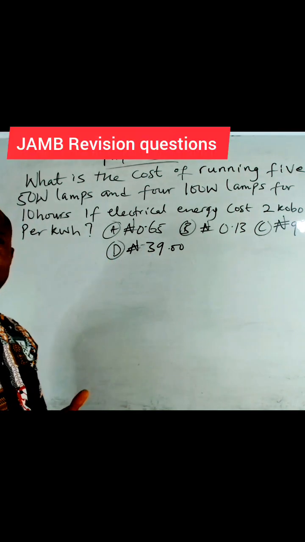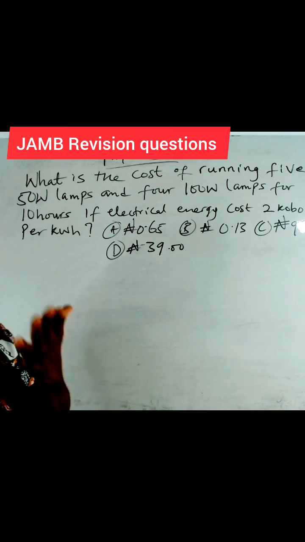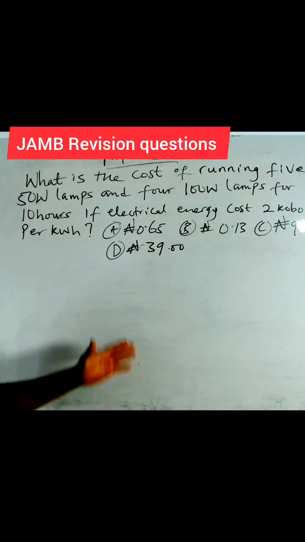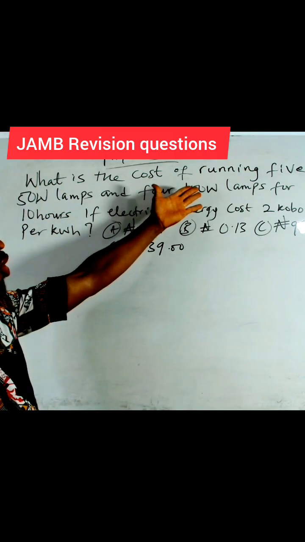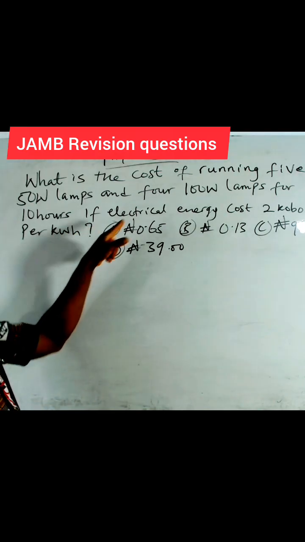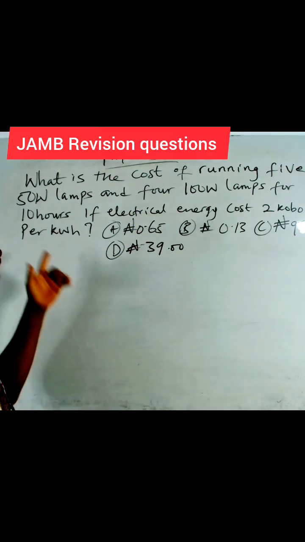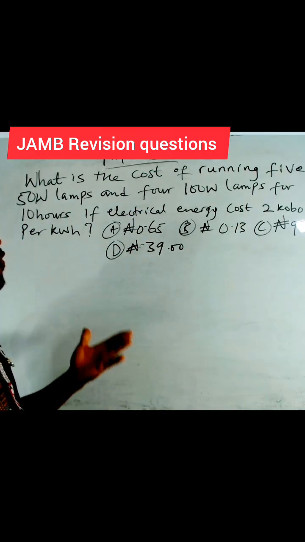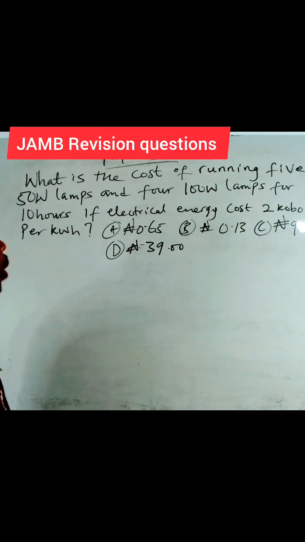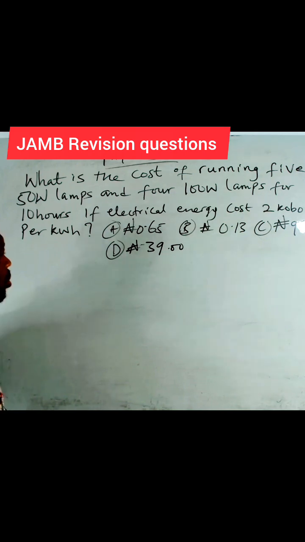How would you attend to this type of question if you meet it in JAMB? Now, this question says, what is the cost of running 5 50-watt lamps and 4 100-watt lamps for 10 hours, if electrical energy costs 2 kobo per kilowatt hour? Now we have these options given there. How do you solve this problem?